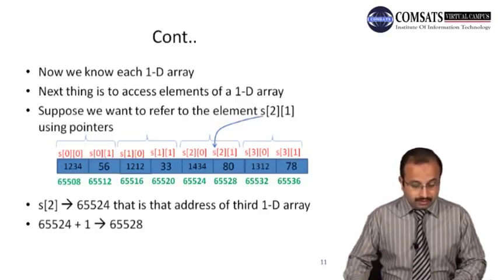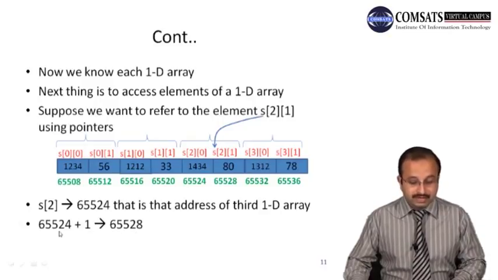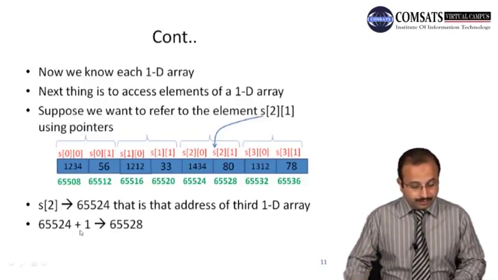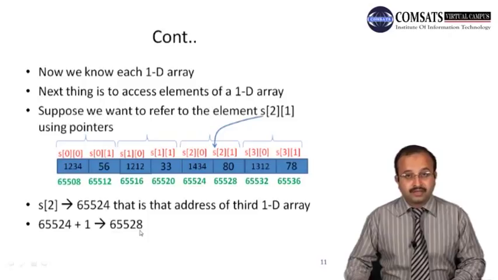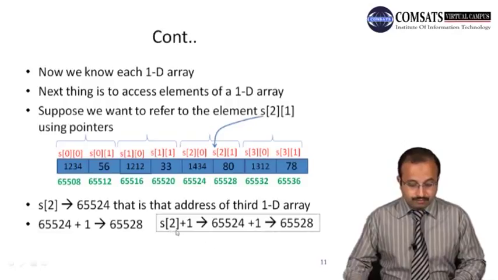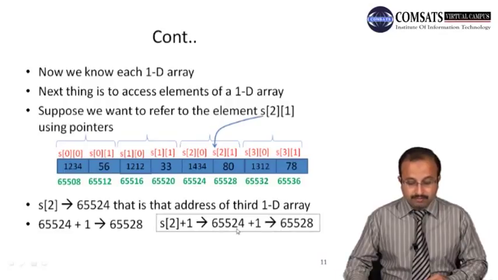So S of 2, this address 65524 plus 1 gives us 65528, because the type of this address is integer. ठीक है, the type of this pointer is integer, so when you add 1 to it, it points to the next integer value that is 4 bytes away from its current position. So if you add 1 to 65524, that is the address, you get 65528. That is the next element in that 1D array. So if I write S of 2 plus 1, S of 2 is 65524, plus 1 gives me 65528, right?